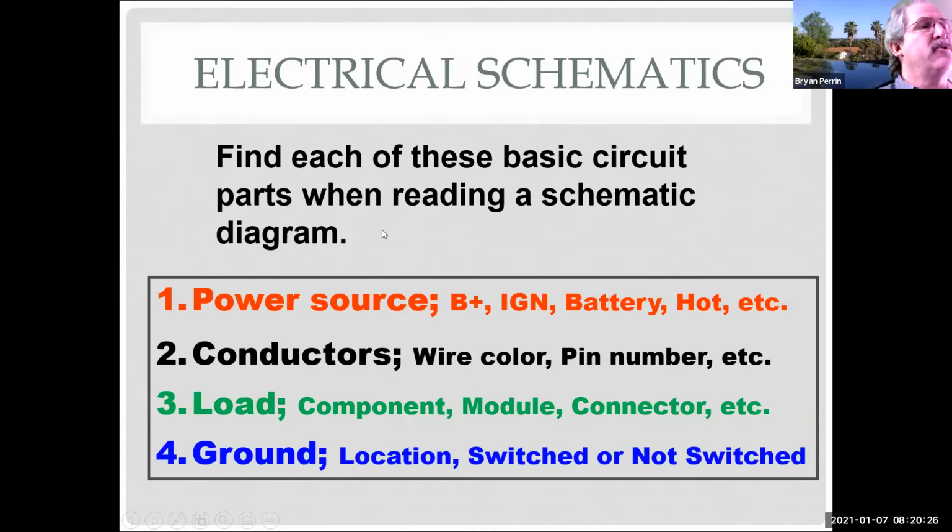So here on the electrical schematics, find each of these basic circuit parts when reading schematics. One of the questions came up is, hey, what do I really expect to be able to know? I'm not going to do this for a living. I don't want to be an electrician, but what should I get out of this? So these next couple of slides really show what we should be able to identify. And I'm doing it by color.